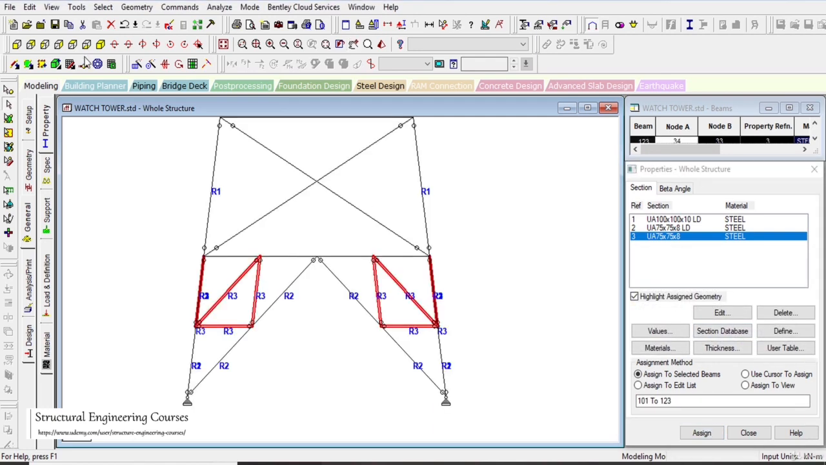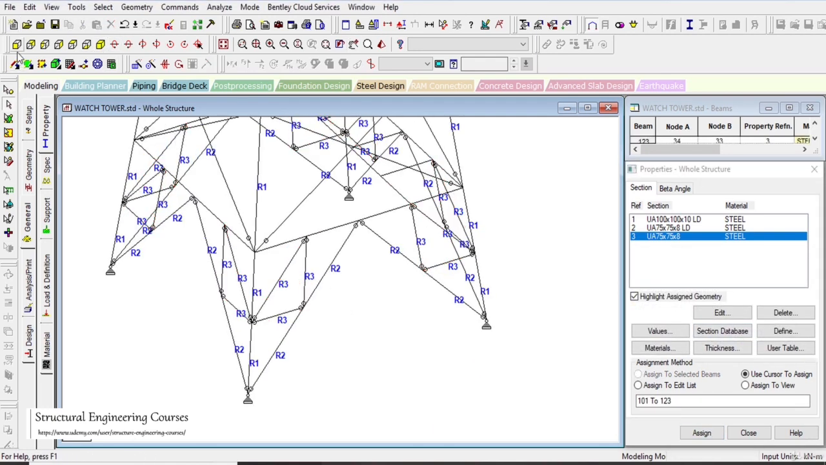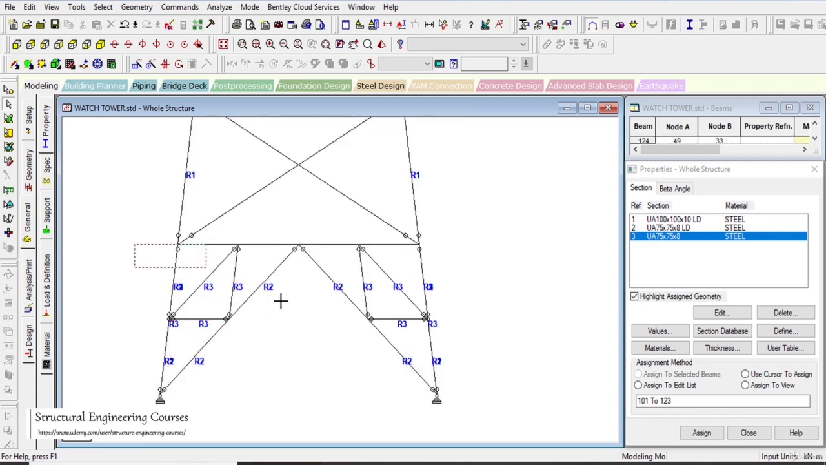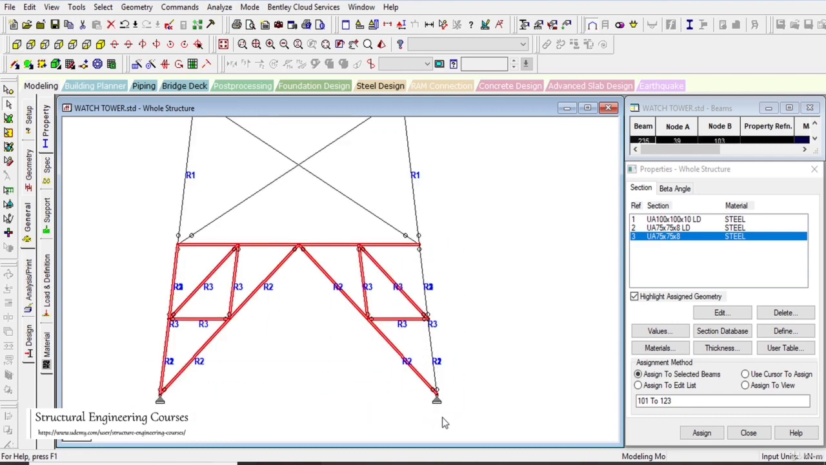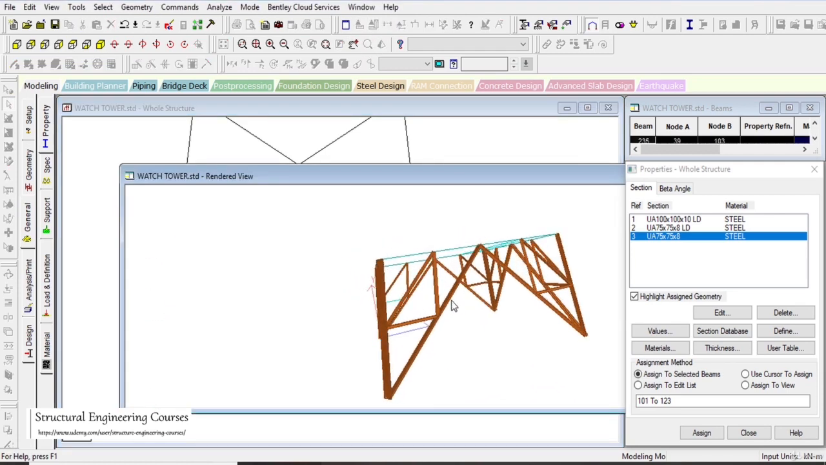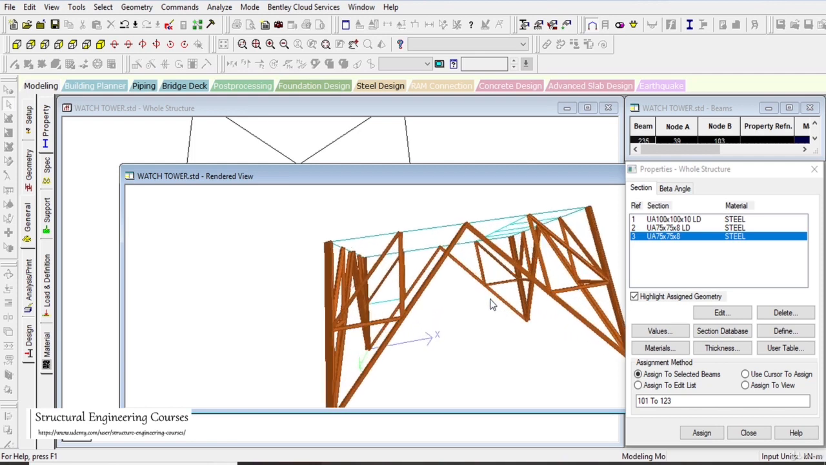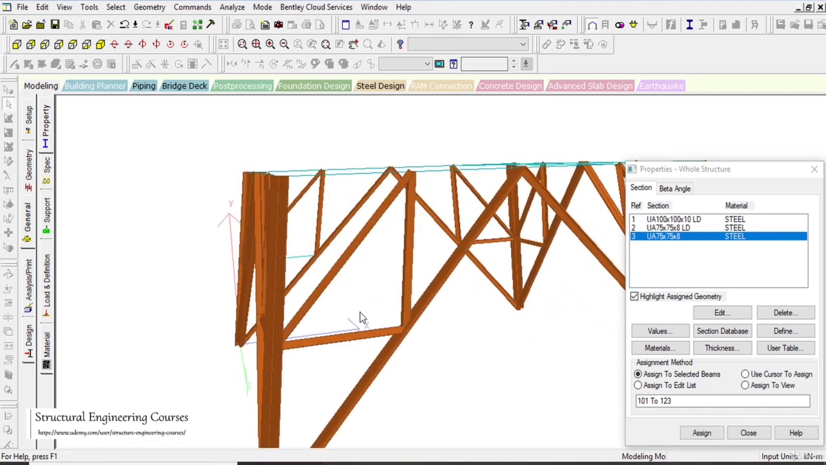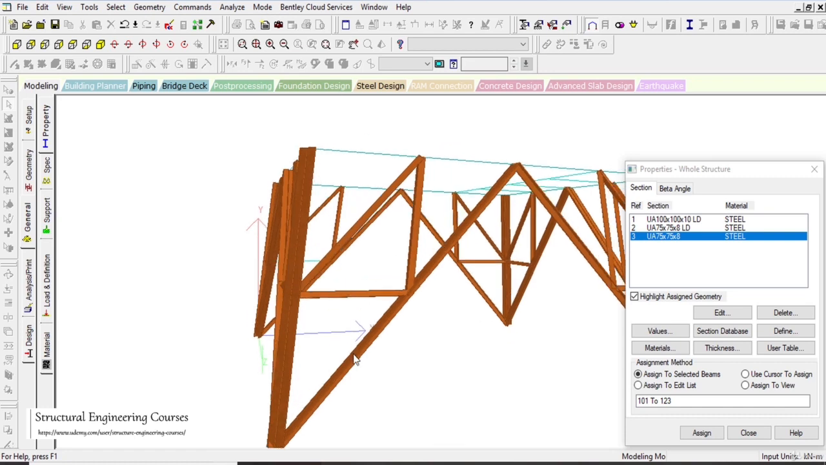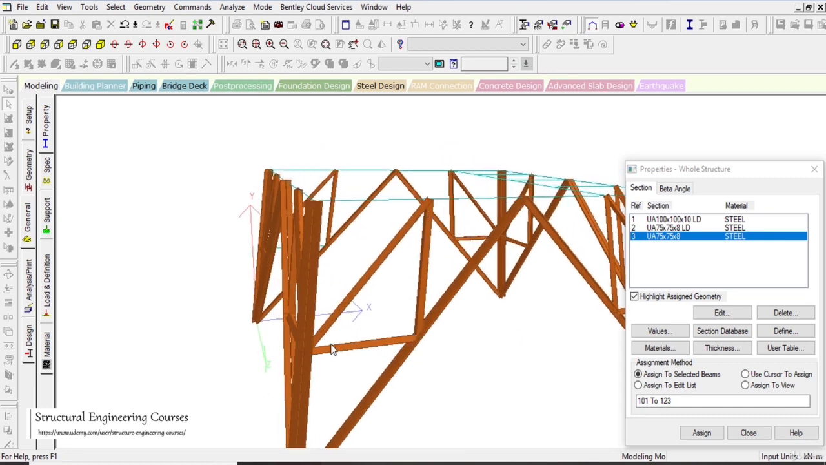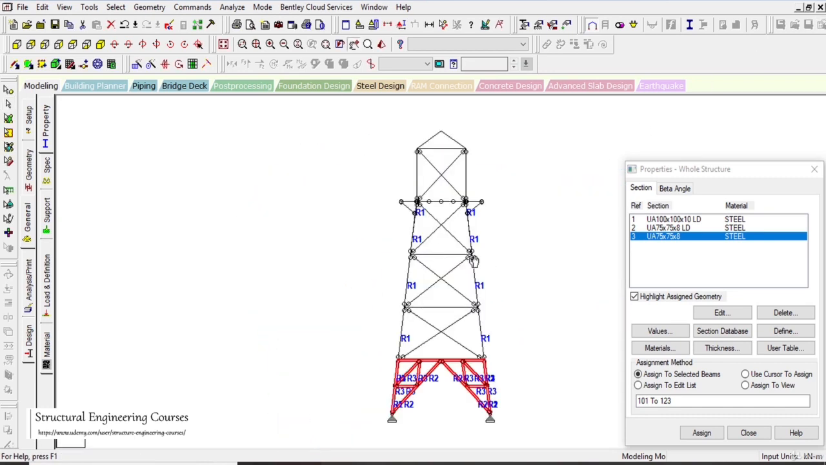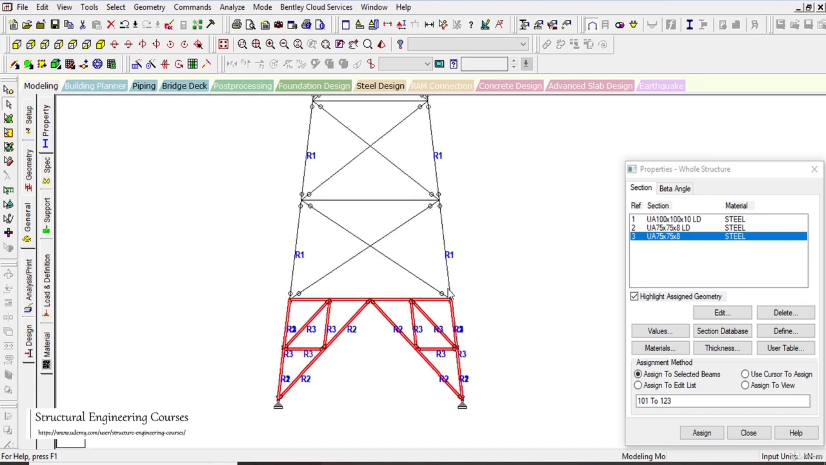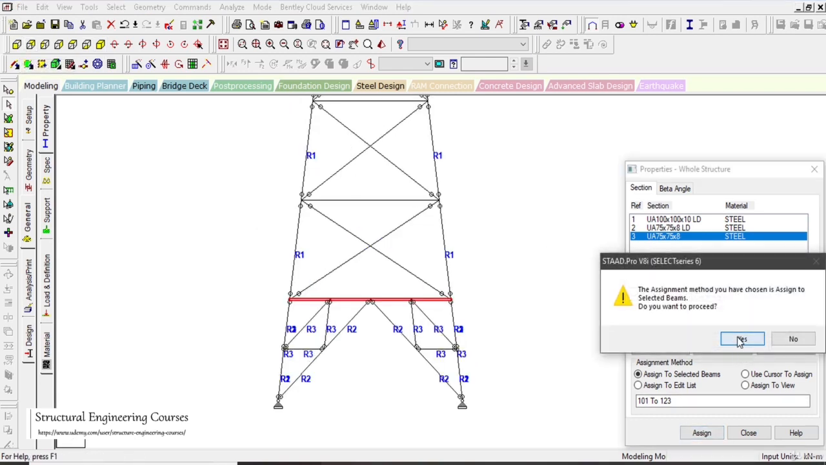And left click on assign and yes. So if we want to see this whole view in the isometric, here we can see that this type of arrangement has been drawn. That is, this is also a double angle, this is also double angle, and this is the single angle section. So similarly, we can arrange this tie member also. So this tie can be made with the help of 75-75-8 only.